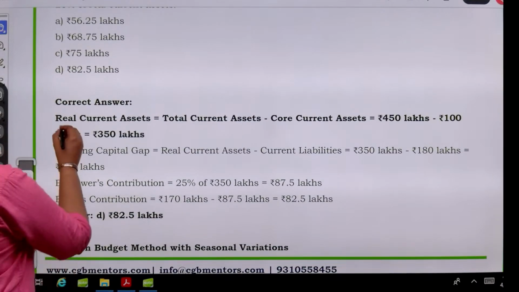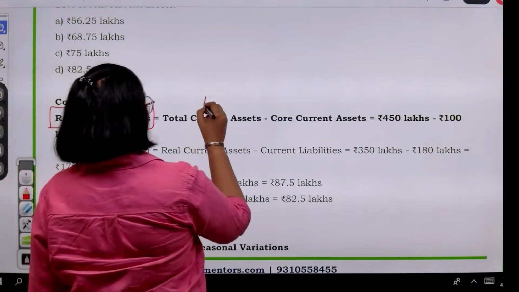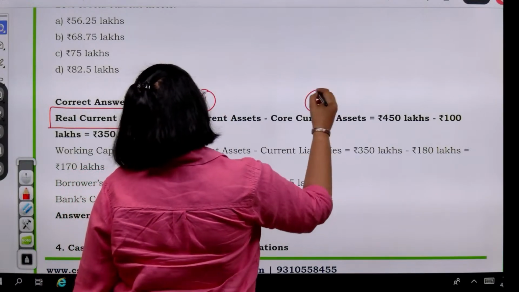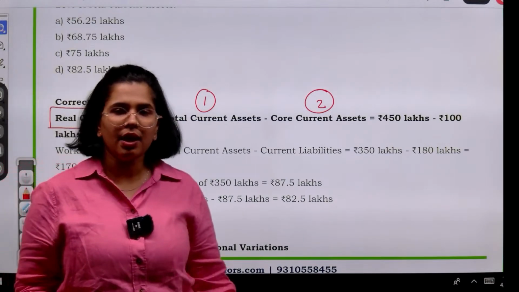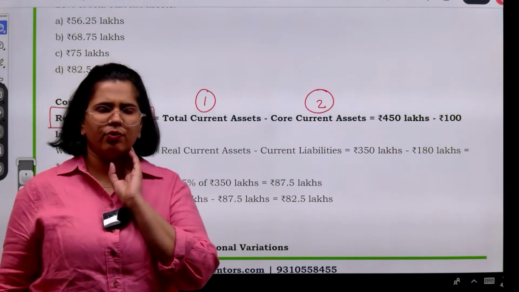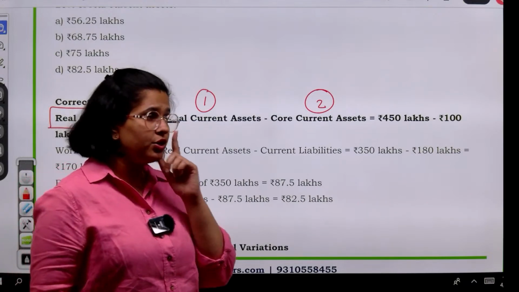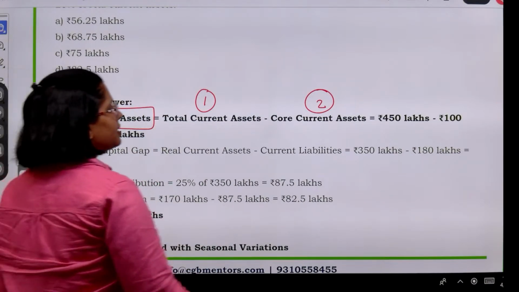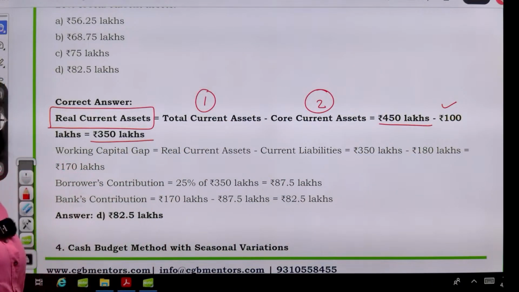See, number one, we need to find out real current assets. How shall I find out real current assets? Your total current assets less core current assets. What do we mean by core current assets? Those which are always going to remain invested in the business, for example your machinery. What is opposite to this? Debtors, right? It will keep on fluctuating. So yes, my real current assets: 450 lakhs less 100 lakhs is equal to 350 lakhs.